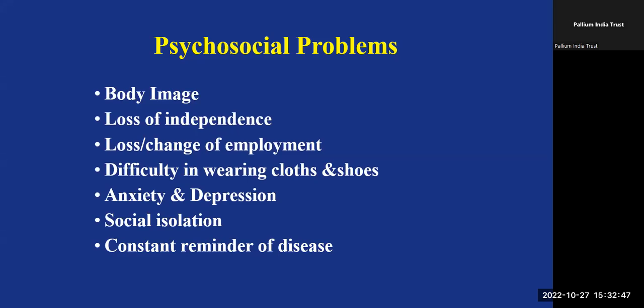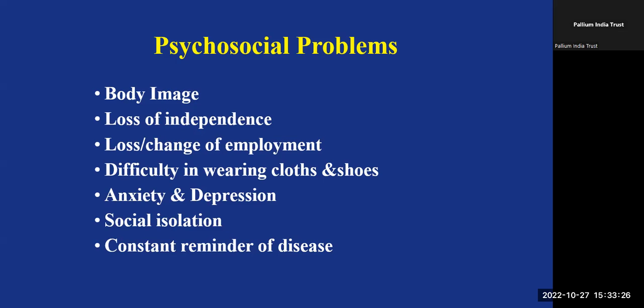Then the next one is social isolation. Before the diagnosis, the person may have had too many friends, and relatives visiting a lot. But after getting this diagnosis, nobody is willing to see this person. This might affect the patient a lot, sometimes because of the misconception about the disease. So social isolation will be there.